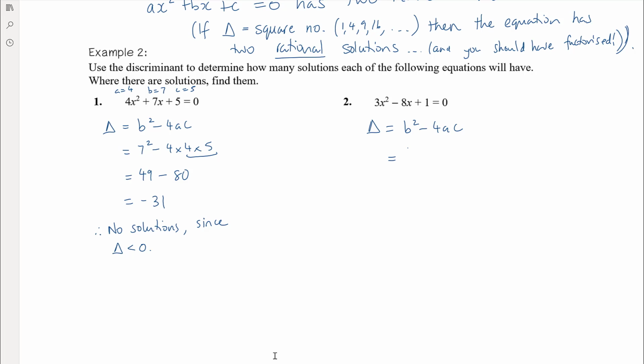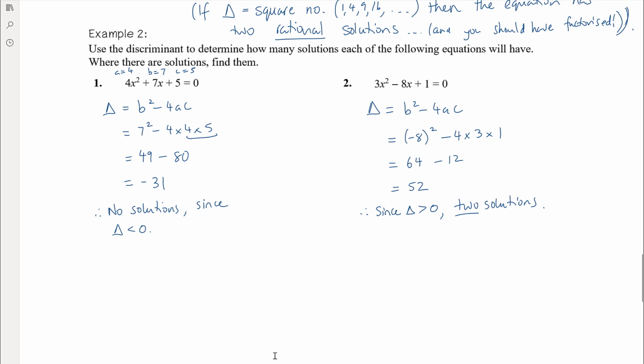In this instance, b is negative 8, so we have negative 8 squared minus 4 times a, which is 3, and times c, which is 1. So negative 8 all squared is positive 64, and then we've got minus 12. Subtracting 12 from 64 gives us 52. And so since our discriminant is bigger than 0, it's positive, the equation has two real solutions. So we know there are two solutions and now we want to find them.